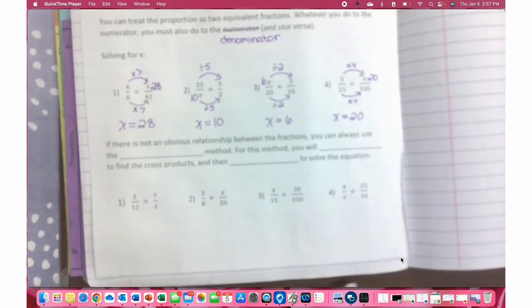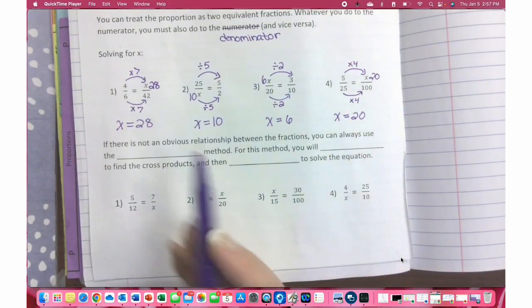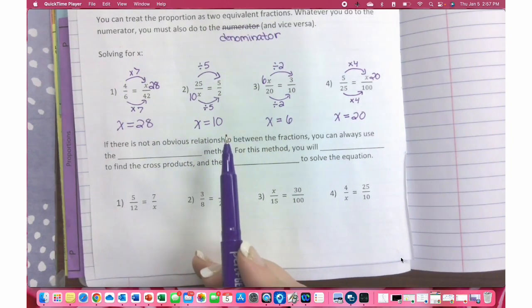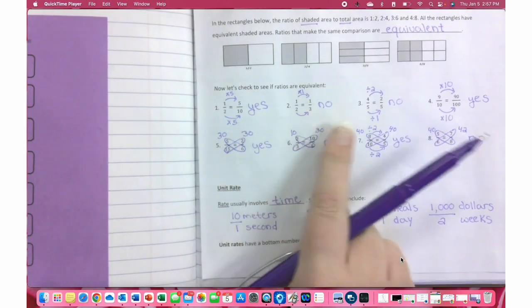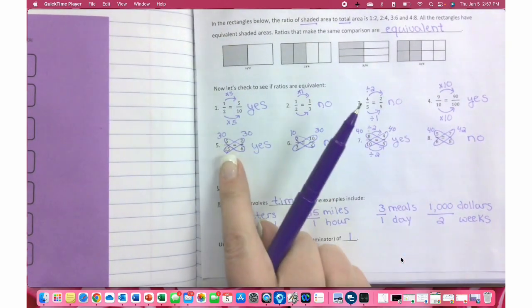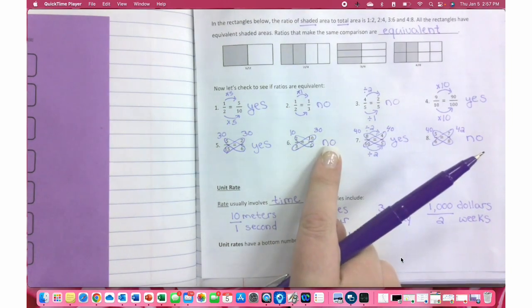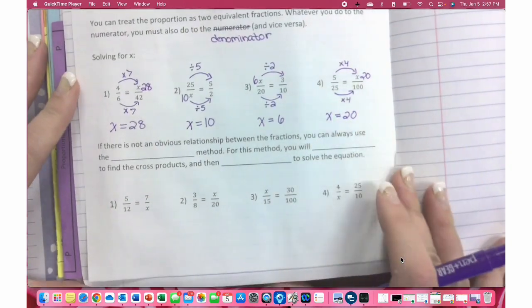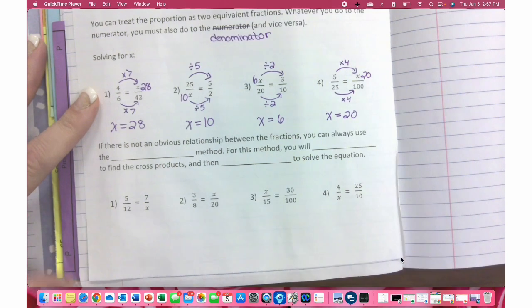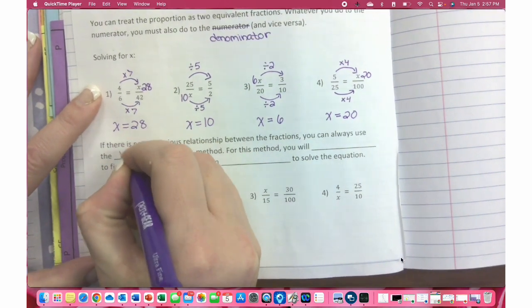Now, sometimes it's not as obvious. There's not a clear factor that you're multiplying or dividing by. We ran into that same issue with yesterday's note, where we had to determine whether or not two ratios were proportional. If we couldn't find a clear number to multiply or divide by, we used the butterfly method. We cross-multiplied. We're actually going to do the same thing here. If it's not obvious what you might multiply or divide by, you're going to use the butterfly method.